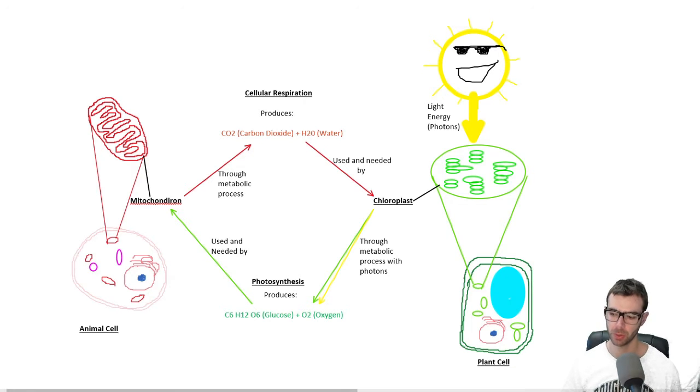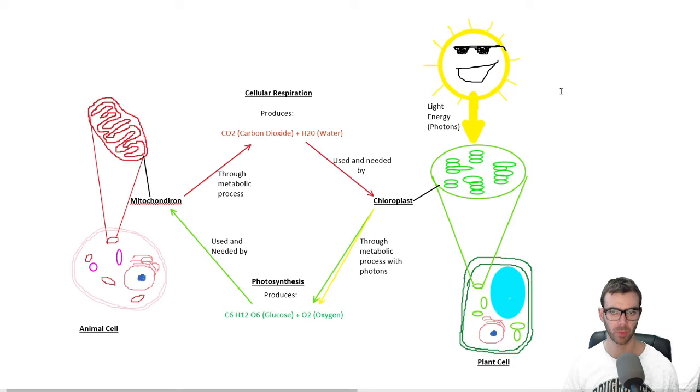Welcome to my crash course in photosynthesis. Photosynthesis is a process that consumes CO2, which is carbon dioxide, H2O, which is water, and sunlight as food and turns it into glucose and oxygen, which is O2.